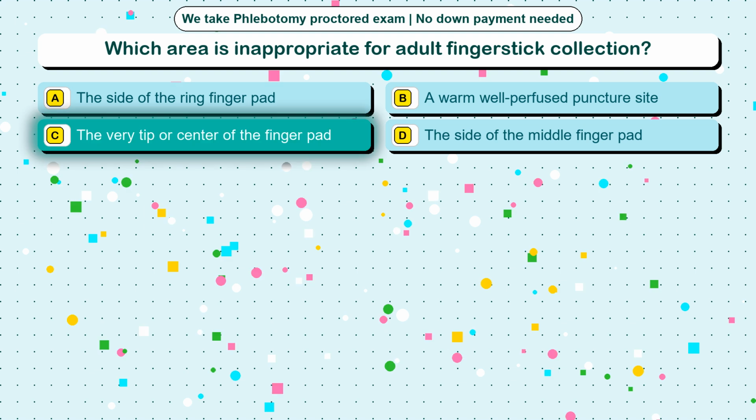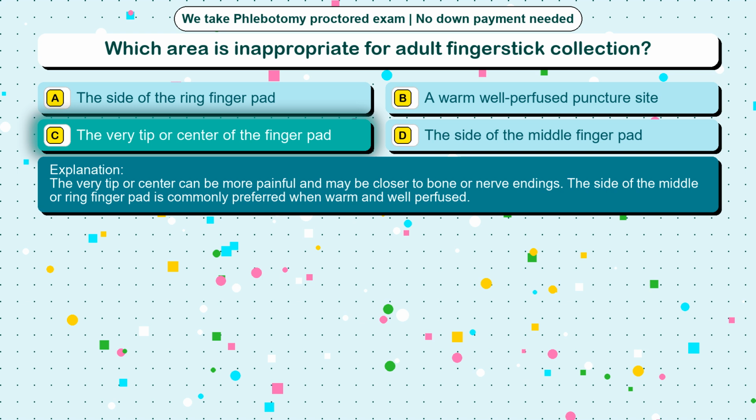The correct answer is option C, the very tip or center of the finger pad. The very tip or center can be more painful and may be closer to bone or nerve endings. The side of the middle or ring finger pad is commonly preferred when warm and well perfused.